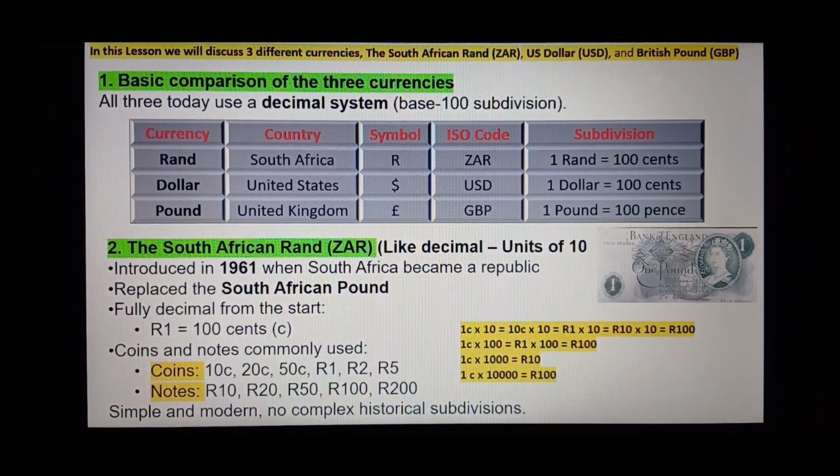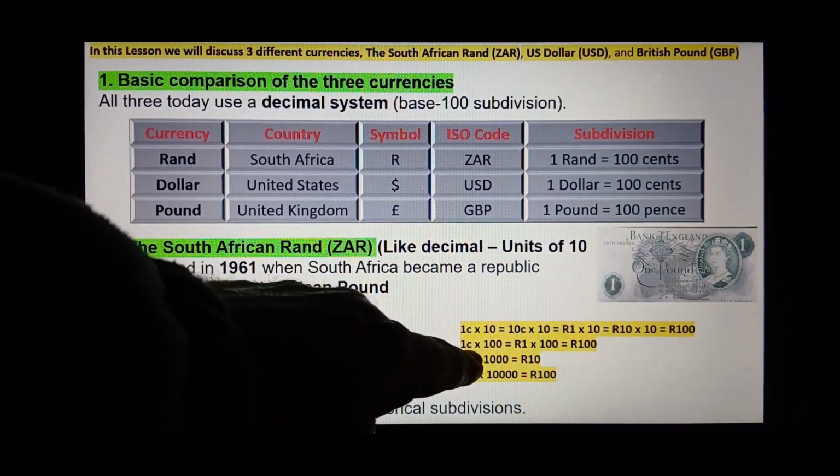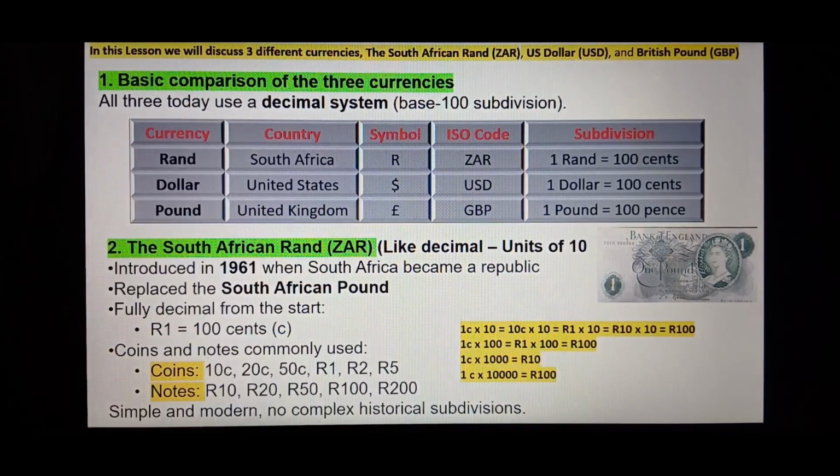It's in units of 10. It was introduced in 1961 when South Africa became a republic. It replaced the South African pound. Fully decimal from the start, 1 rand equals 100 cents. Coins and notes commonly used are 10 cent, 20, 50, 1 rand, 2 rand, 5 rand, and notes are 10, 20, 50, 100, and 200. You can see over here, basically, if you multiply the cents by whatever, you would get X amount of rands.